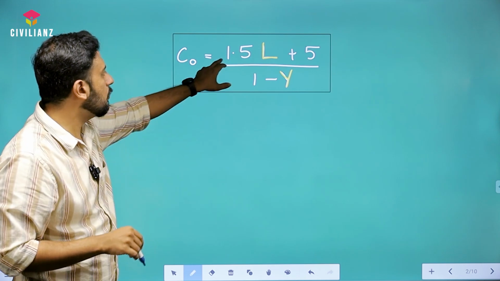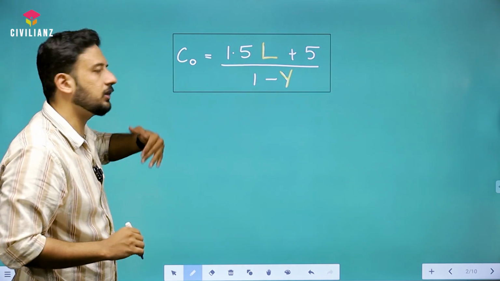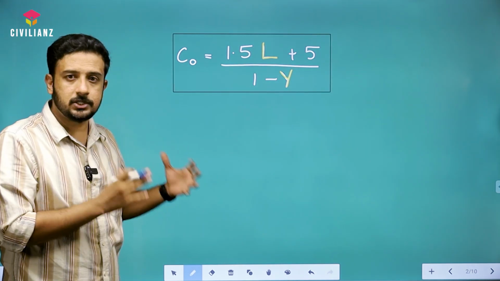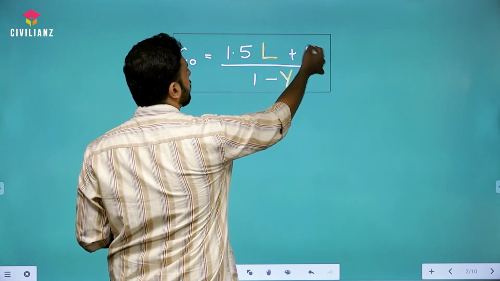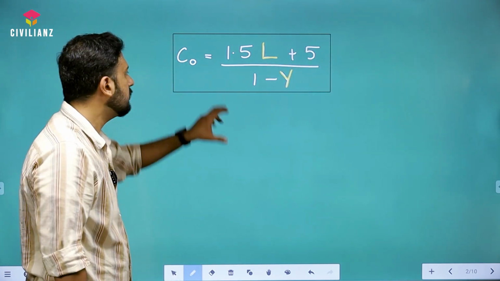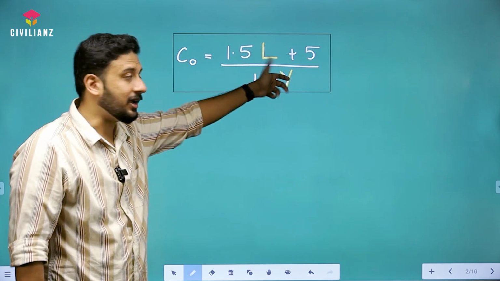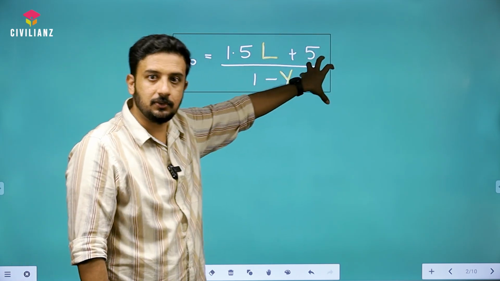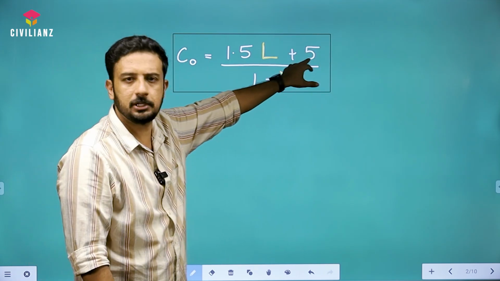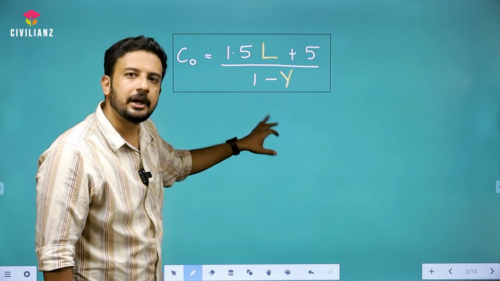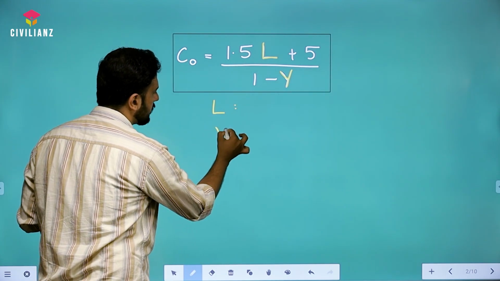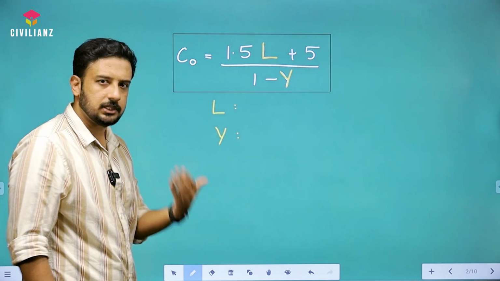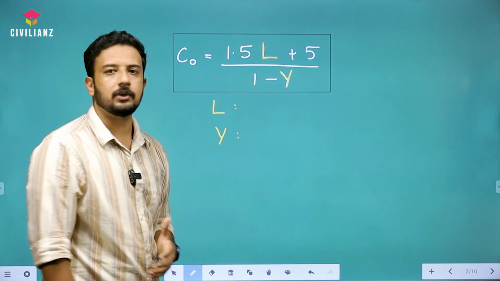The remaining things you see, 1.5, is a constant, and you need to remember that it will be a constant value. It will not change with respect to question data. And this 5 is also a constant value. 1.5 L will be varying, plus 5, which is a fixed value whatever the question data, divided by 1 minus capital Y. So this L and Y are the variables here. From signal to signal, this L and Y will be varying.